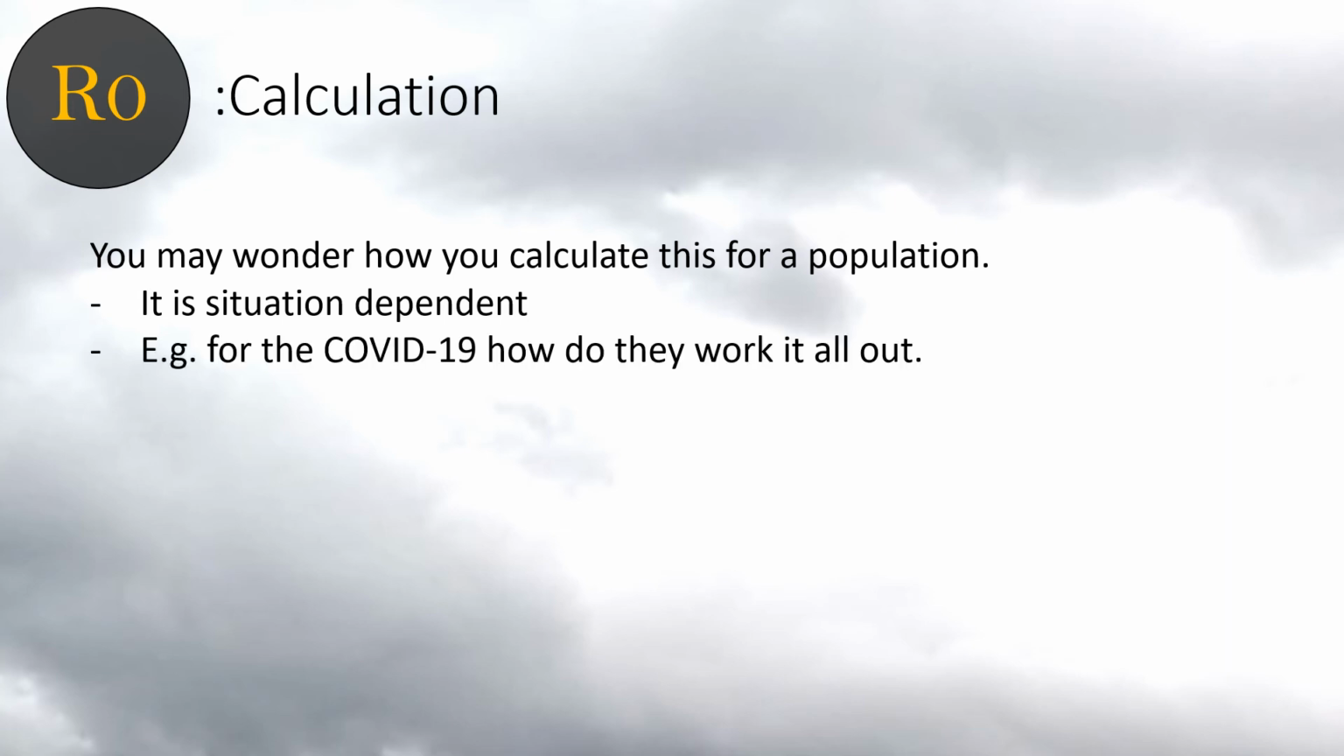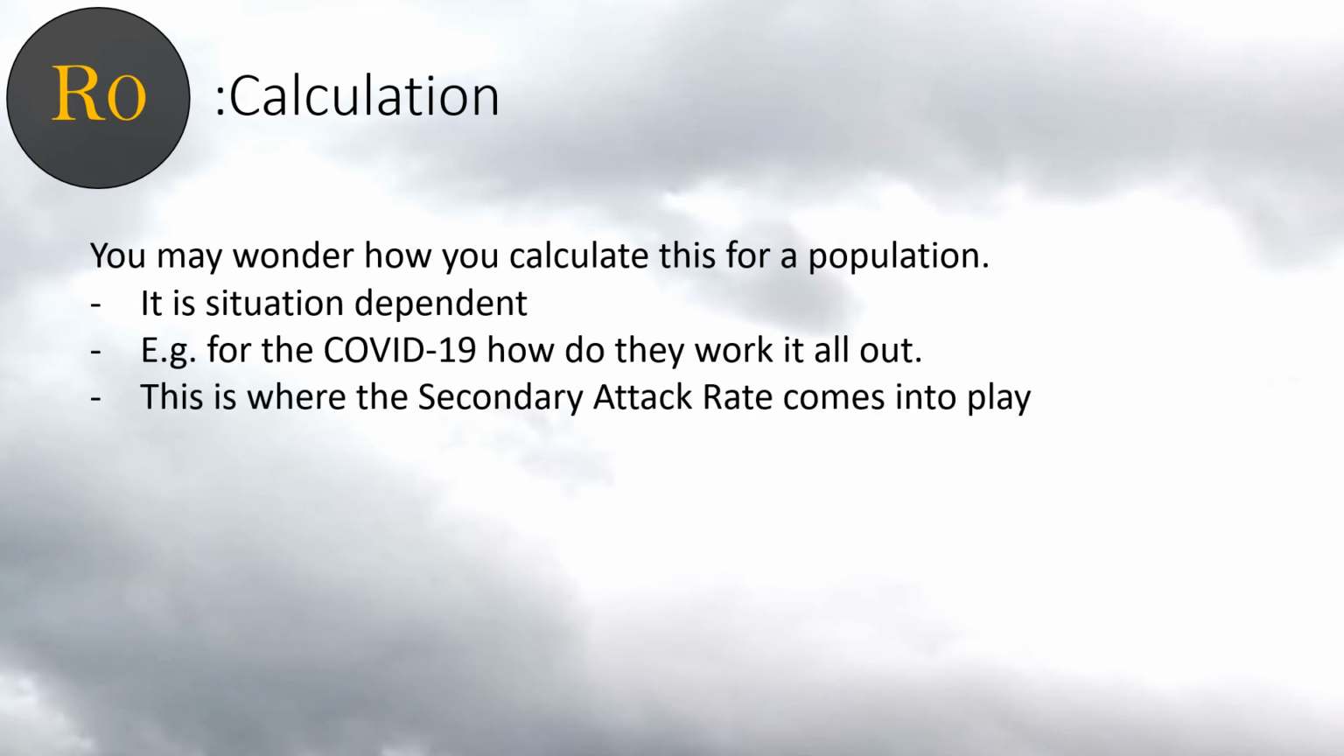Now, you may wonder how to calculate this for the population, because it's situation dependent, and a lot of the time you can't afford the resources to be counting everything and looking at everyone, right? And contact tracing for everyone. Sometimes, especially with COVID-19, there's just so many. So how do they work it out? This is where the secondary attack rate comes into play from before.